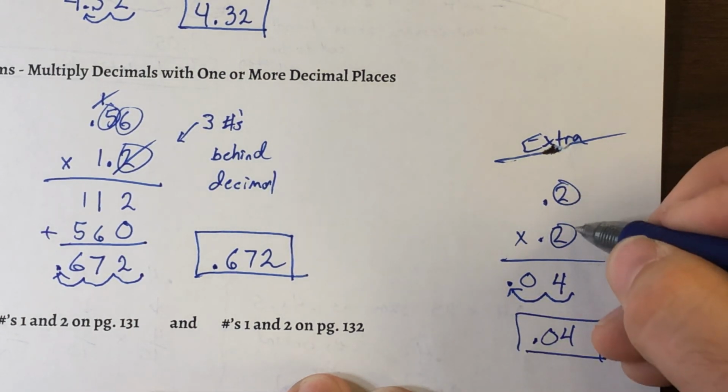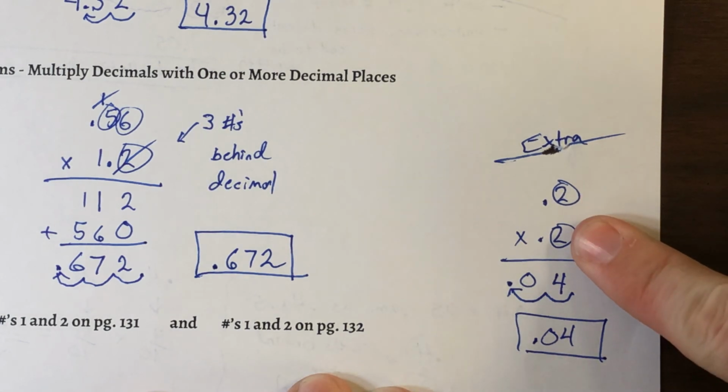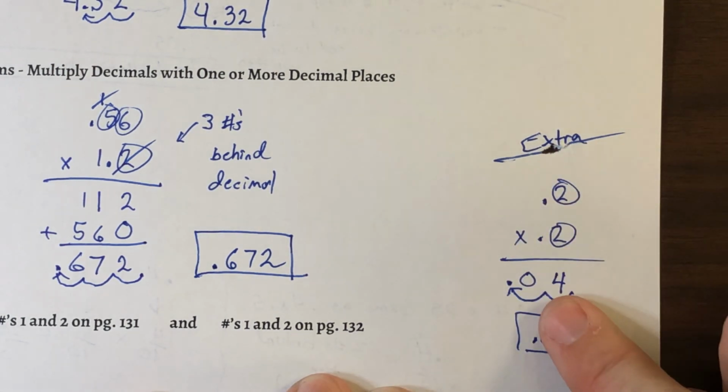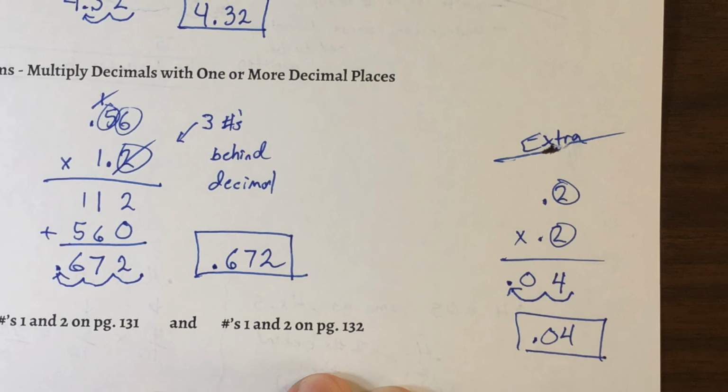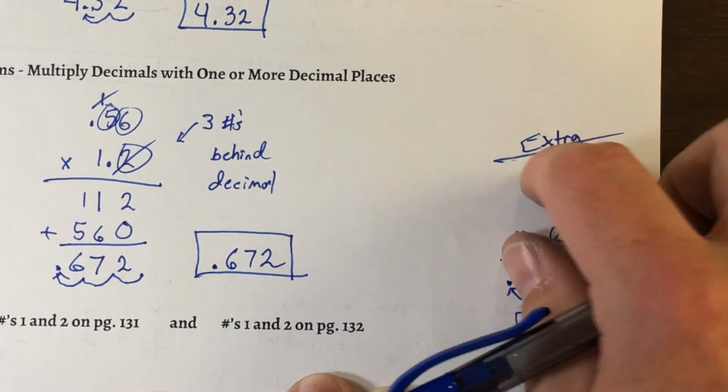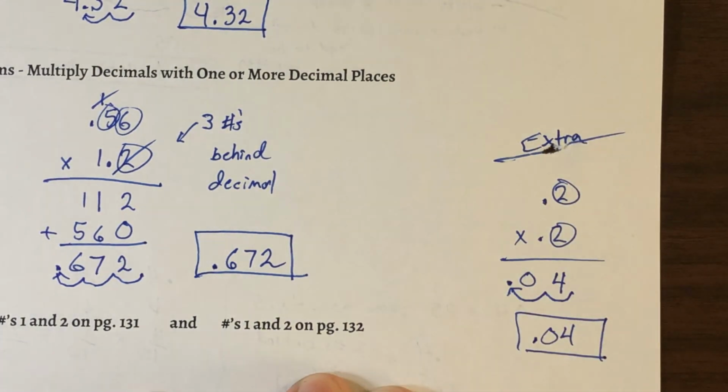Be careful with problems like this. Always count the number behind the decimal. Do not bring it straight down. Make sure you're following those rules. And make sure you don't get too aggressive with math because you'll rip your paper.